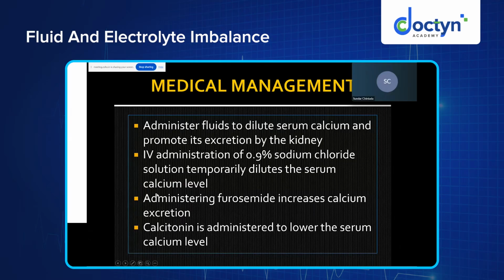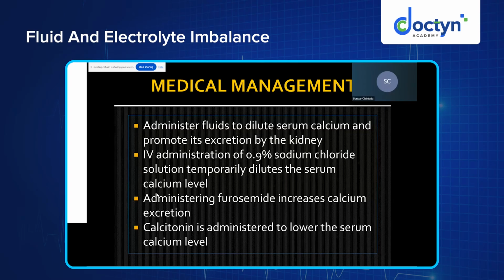So what will you do for the medical management of hypercalcemia? Administer fluids. You have to dilute the serum calcium, and because of the dilution, it will help in the excretion from the kidney. Give IV administration of 0.9% sodium chloride because it temporarily helps in dilution of the serum calcium levels.